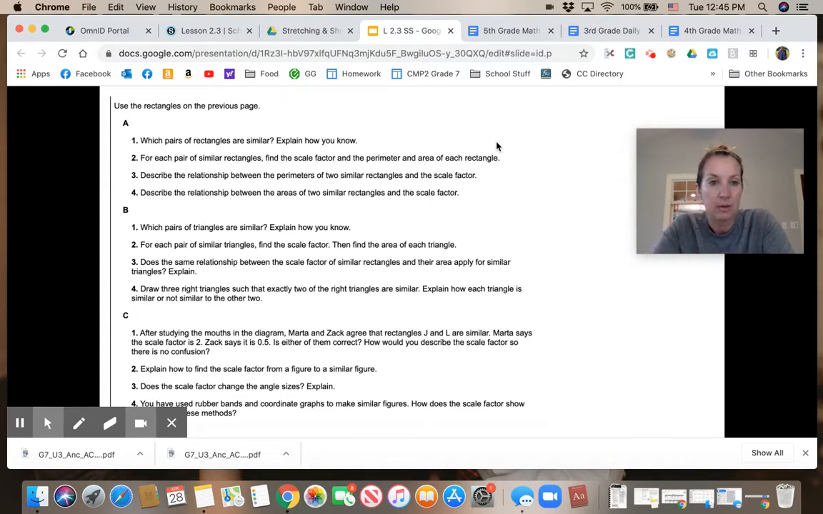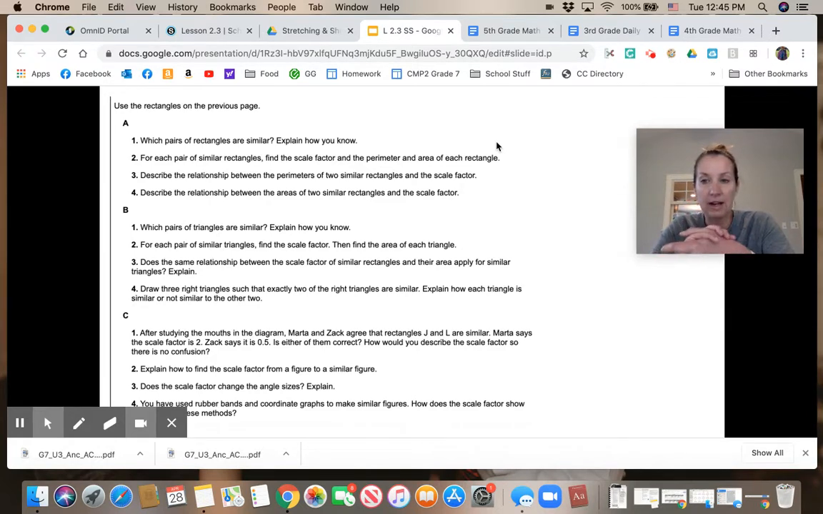Okay. 3 says, describe the relationship between the perimeters of 2 similar rectangles and the scale factor. So how is the scale factor and the perimeter of the 2 things related in general? You don't have to say for each one on this one. So if my scale factor is times 2, how will that change my perimeter? Then it says describe the relationship between the areas of 2 similar rectangles and the scale factor. So again, if my scale factor was times 2, how does that change my area?